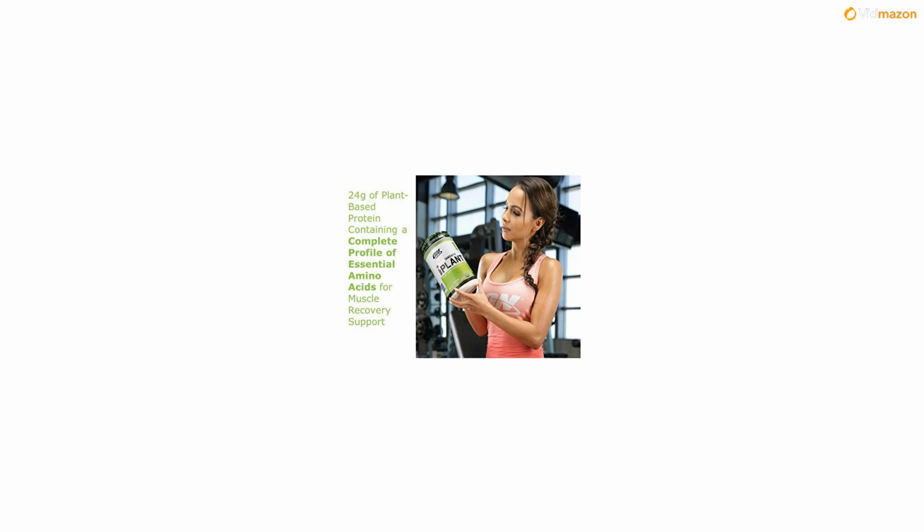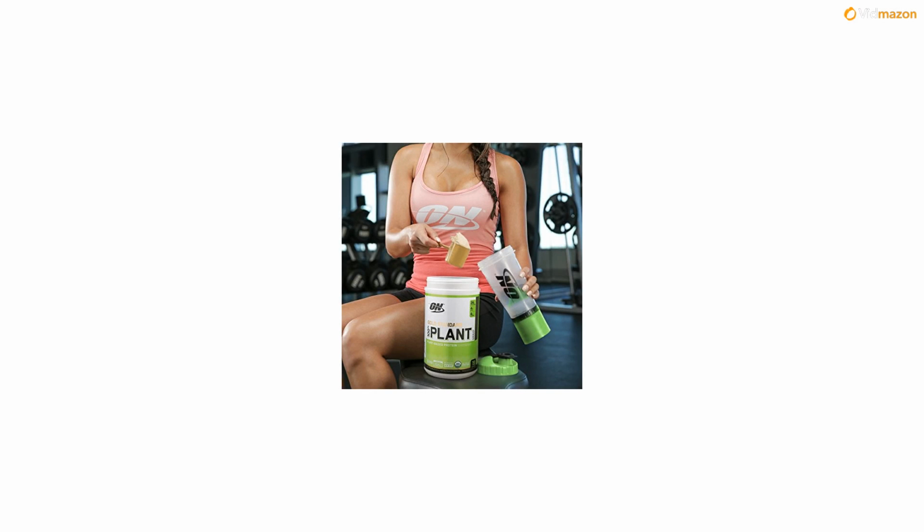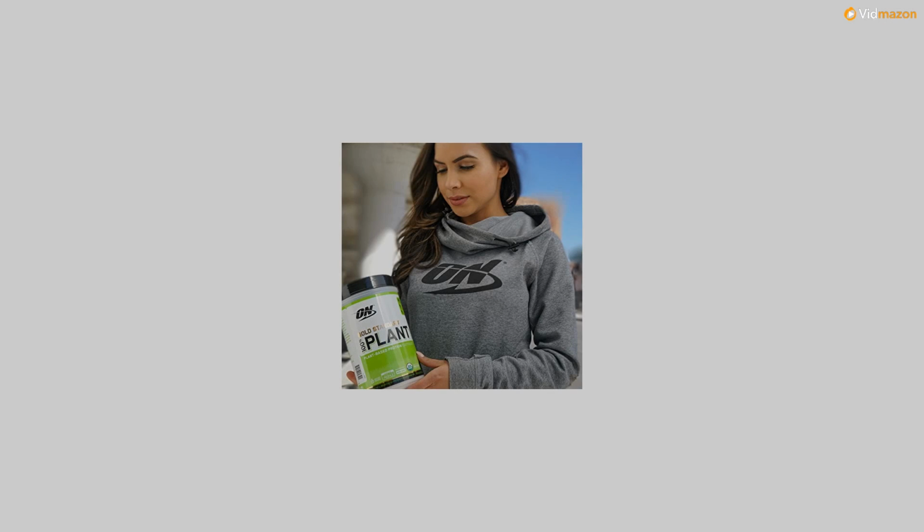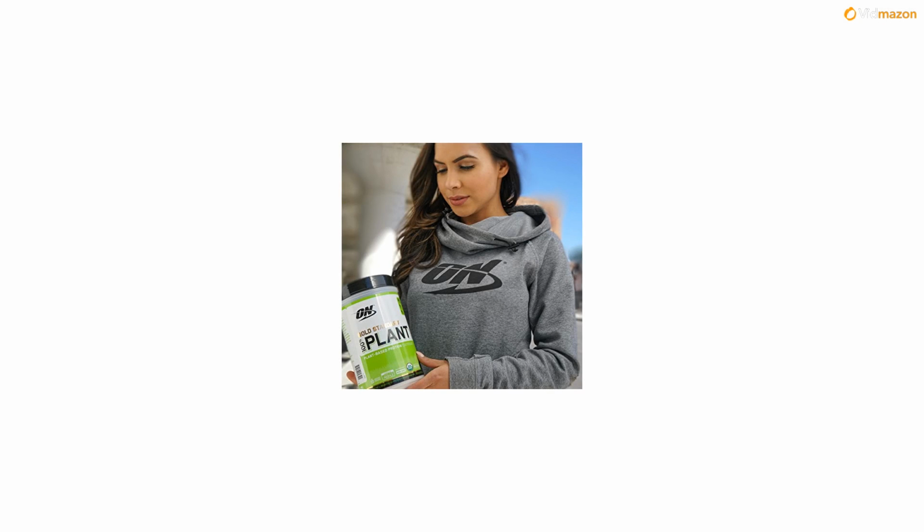Along with 24 grams of protein, each serving delivers 100% of the daily value of vitamin C, provides an excellent source of vitamin B12, and includes a gluten-free complex of ancient grains and pomegranate powder.